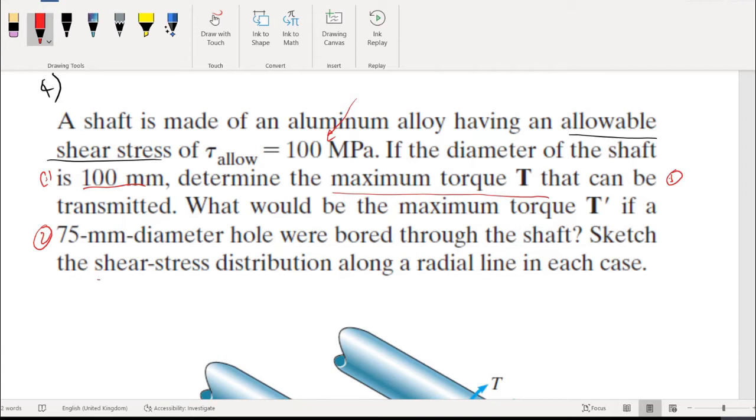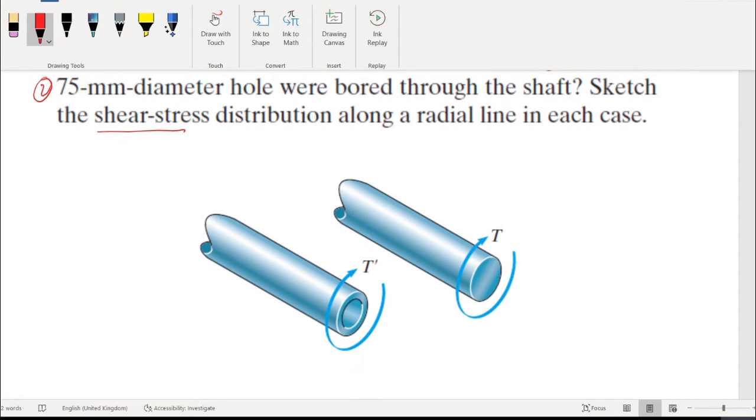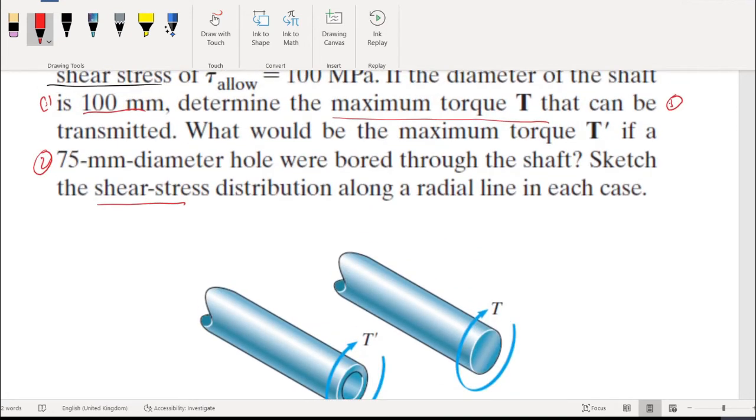You should also sketch the shear stress for both cases, when it was 100 mm and 75 mm. Okay, very simple one. I repeat once again, there's a different case.